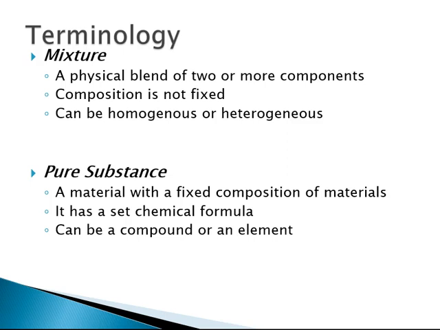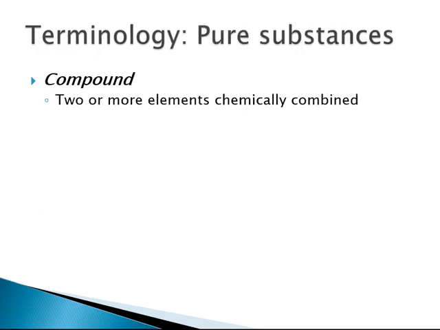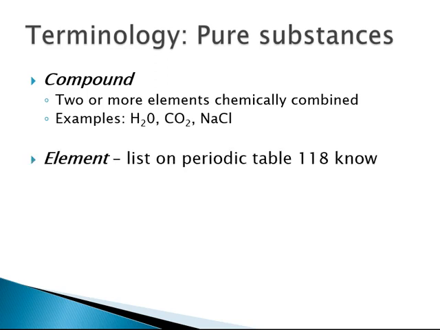It can be a compound, or it could just be a single element. So a pure substance can be an element like the element copper, or a compound like sodium chloride. So it can be either one of those things as long as it has a fixed composition and a set chemical formula. So a compound has two or more elements that have been chemically combined together. For example, H2O or CO2, or our previous example of NaCl. They have two or more elements in them, and those elements have been chemically joined.